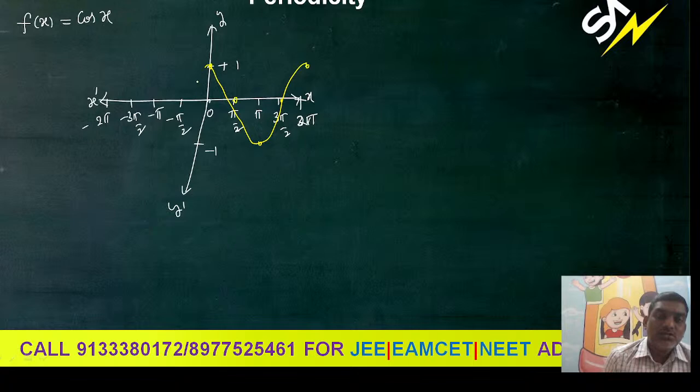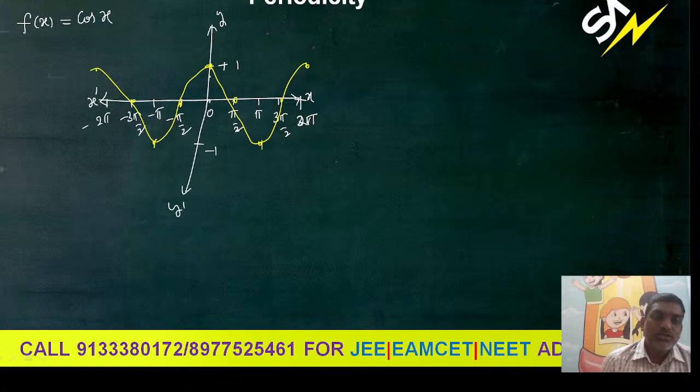Next, cos of negative 90 is 0. Cos of negative 180 is negative 1, because cos of minus theta is cos theta. So again the graph is going like this. Here also you can clearly observe the shape between minus 90 and plus 90 is repeating. From here to here, the same part is repeating.